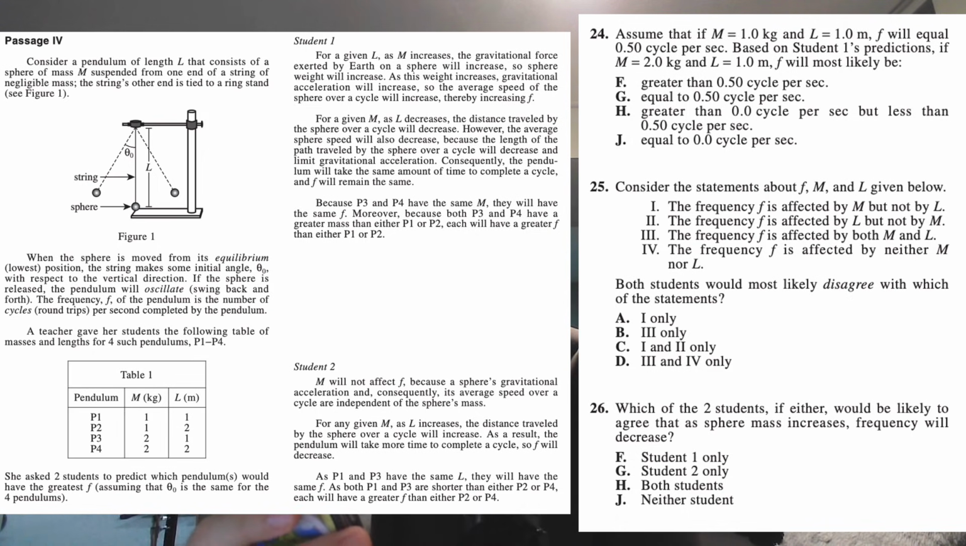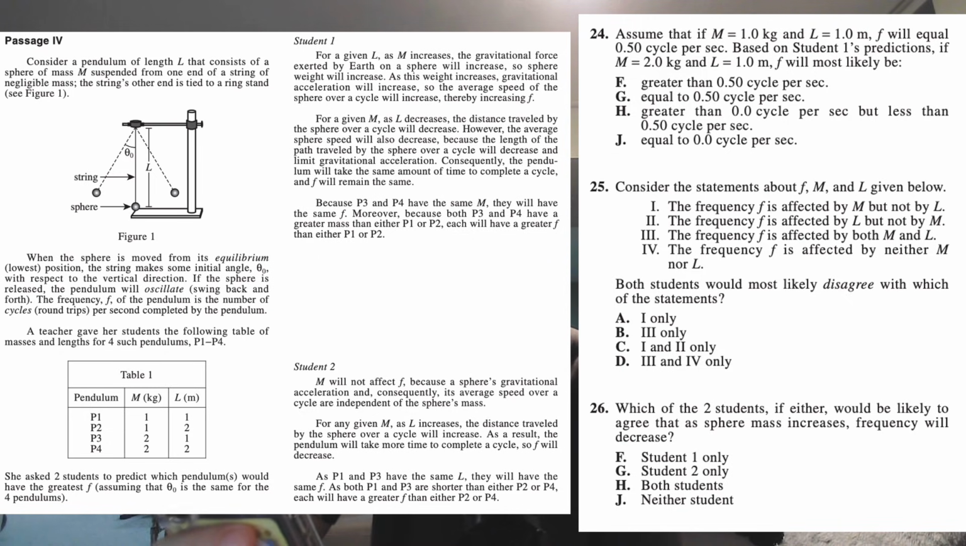Based on student 1's prediction, if m is 2 kilograms and L is 1 meter, F will most likely be... Okay, so this is very confusing. They just gave us a ton of arbitrary numbers, but the most important thing we want to take away from this is that they're doubling m basically, and making L stay the same.